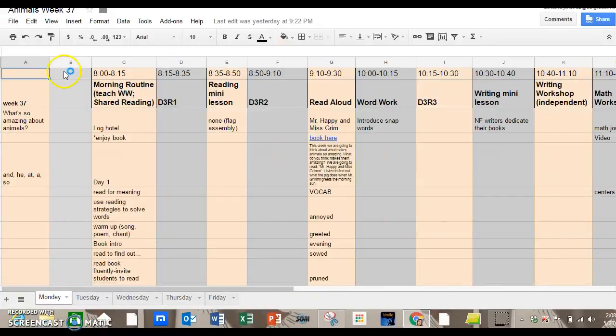And then to the left hand side, which I didn't mention, again I have the week listed here. So it's week 37. I have our essential question, which guides pretty much all of our learning and discovery that week. So what's so amazing about animals, and then our snap words. I will also put, if there's any materials that I really need to remember to get, I will add it here. If I have some kind of goal or something that I'm working on that week, I will also add it to the left hand side. So pretty much anything that I want to remember will go there.